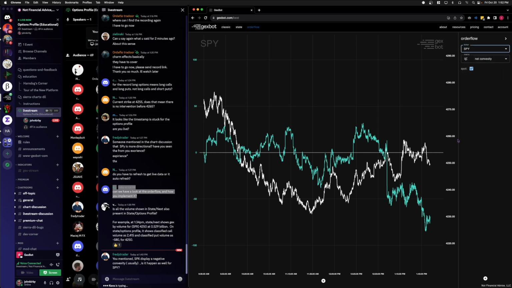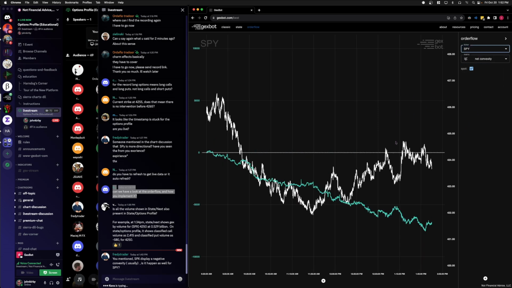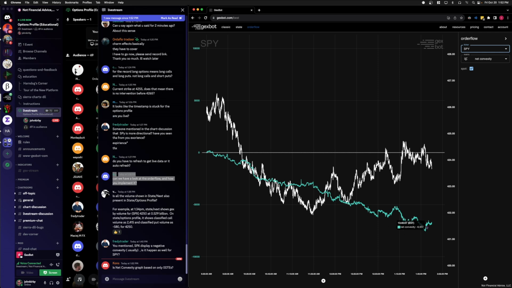And then if we check SPY, I think that we probably had a bit of a jump there. Yeah, so when we sold off here, we had a bit of a jump in net convexity, because there's some more people that got long options. And then it seems to be holding up here. If we see it come back down, I think that'd be a little bit more constructive. Net convexity is based on only 0 DTE.